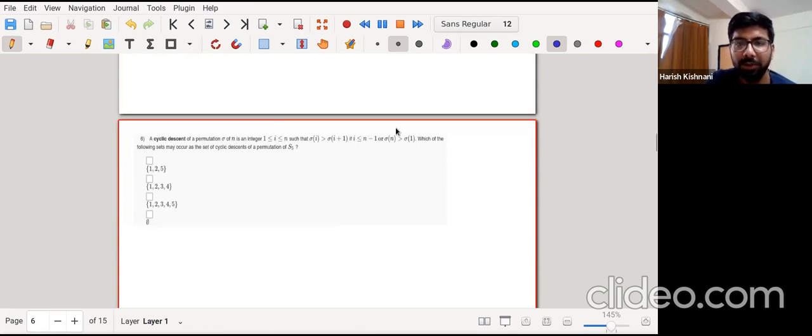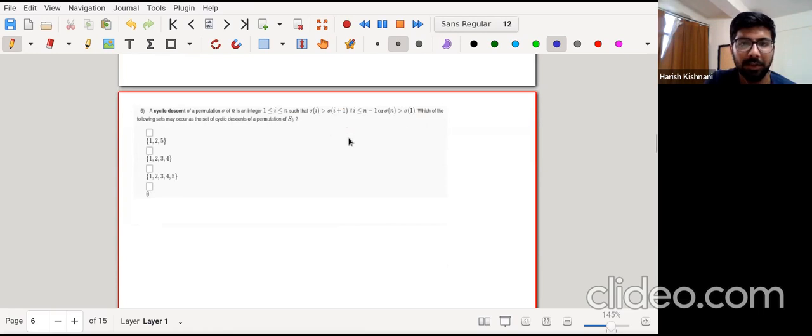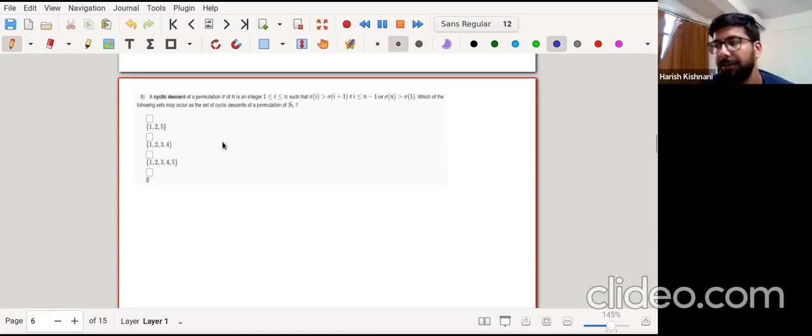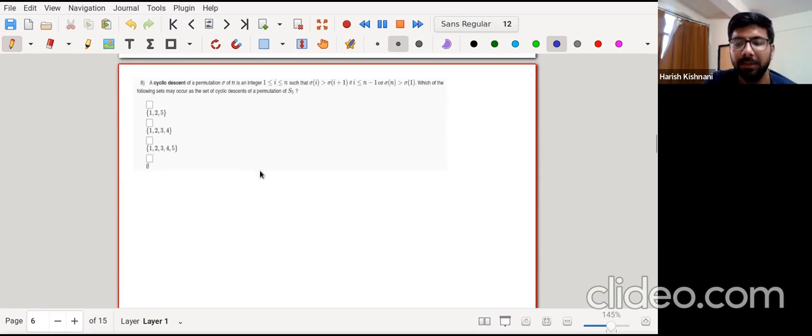So for n, you need to check the comparison between sigma n and sigma 1, and for all others, you need to check which one is greater, sigma I or sigma I plus 1. Just a small change in the definition. So it's asking which of the following sets may occur as the set of cyclic descents of a permutation in S5. Okay, so which option do you think should be correct? It's the most interesting question in the entire assignment, that I can tell you.